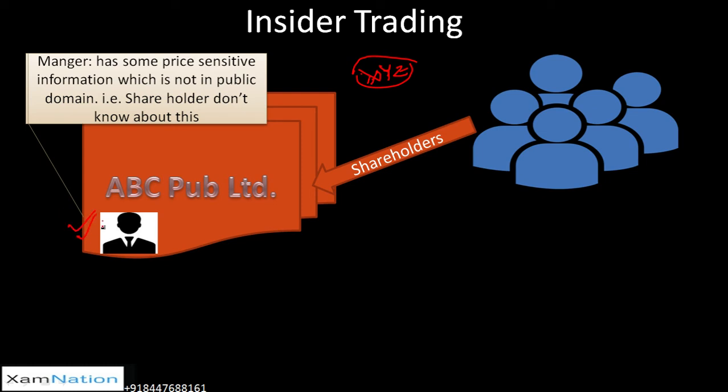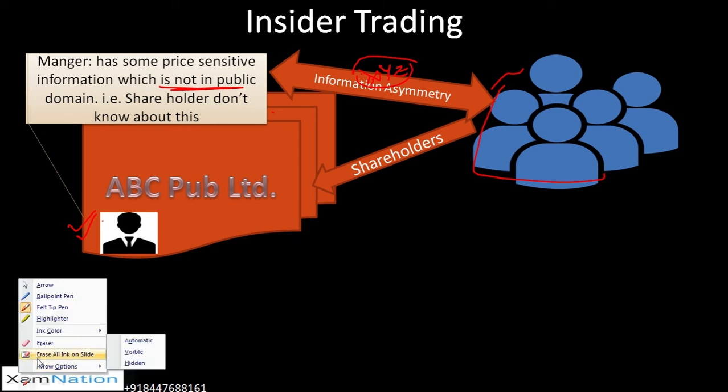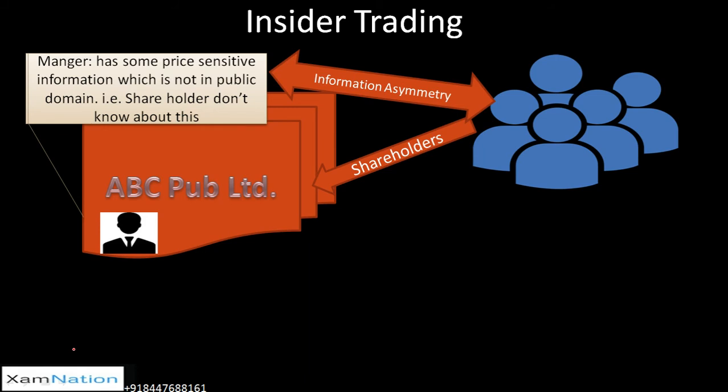Now the shareholders who are outside the company, although they are owners of the company, are outside of it, and they don't have any information. So we would say that the manager has some price sensitive information which is not in the public domain, that is, shareholders don't know about this. This scenario is called information asymmetry. That is, the agent has some information, but the principal does not have that information. Ideally, the principal should also have that information because he is the actual owner of the company.